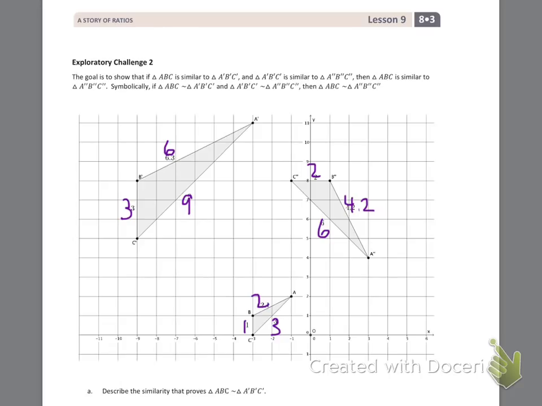All right, so if I'm going to go from ABC to A prime, B prime, C prime, I can look at it and see that it's going to be a scale factor of 3 because I'm going from 3 to 9. This side is 1 to 3 and 2 to 6. So I need to dilate this triangle by a scale factor of 3. So I'm going to put there what that would look like.